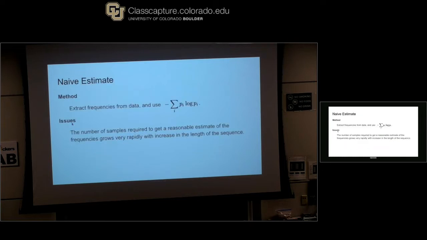The most naive estimate would be to tabulate the frequencies of each individual sequence and use the summation p log p formula. And clearly this approach is bound to fail because the total number of possible sequences that we can have for an amino acid sequence of length n grows exponentially. And so the number of samples that we need to make reasonable estimates of the frequency of each individual sequence also grows pretty rapidly.